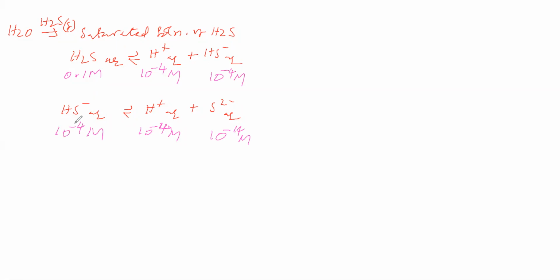Now, for this equilibrium the constant is called Ka1, and for this equilibrium the constant is Ka2. Here the equilibrium constant is Ka2, and here it is Ka1. This system is at equilibrium in this solution.